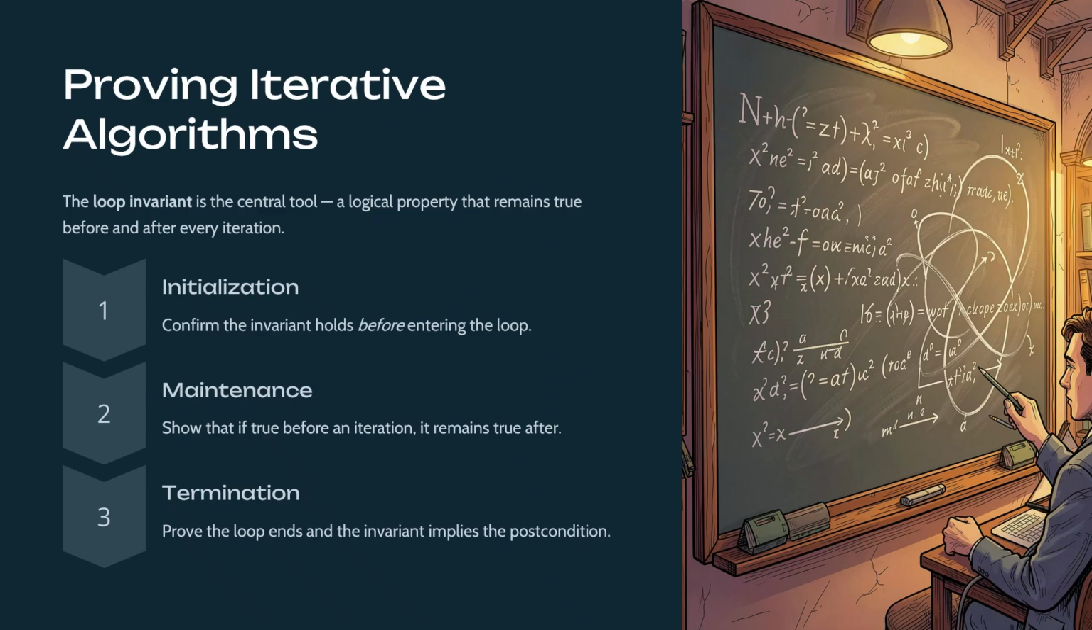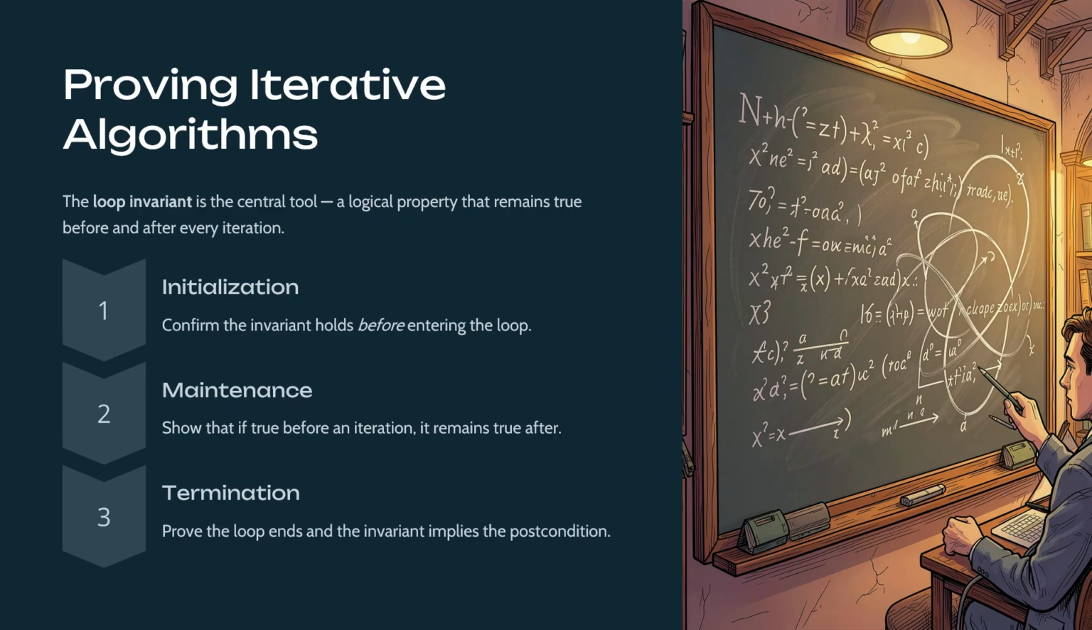Title: Proving iterative algorithms. Many algorithms use loops. Whenever loops are involved, proving correctness becomes more challenging because the same statements execute repeatedly. To solve this problem, computer scientists use a concept called the loop invariant. A loop invariant is a logical statement that remains true before and after every iteration of the loop. There are three steps involved in proving a loop invariant. First is initialization. Before entering the loop, we verify that the invariant already holds.